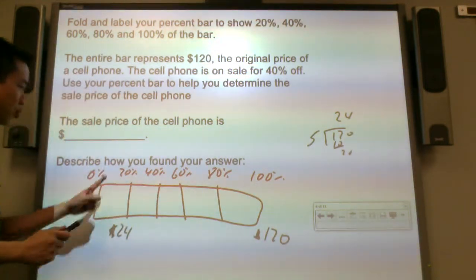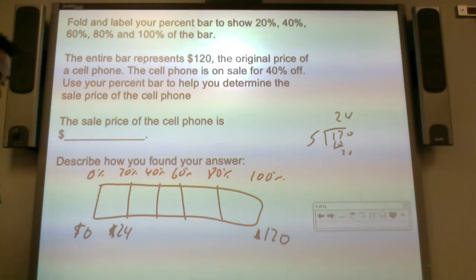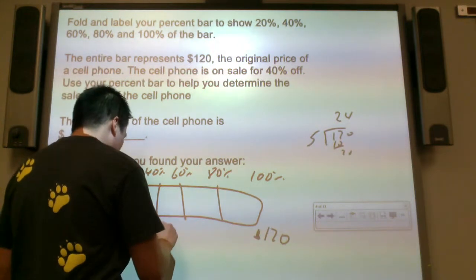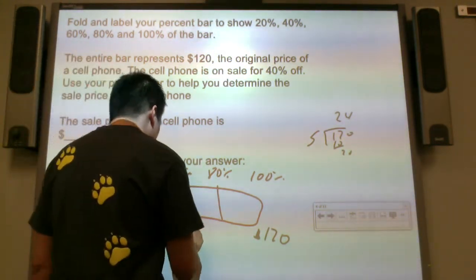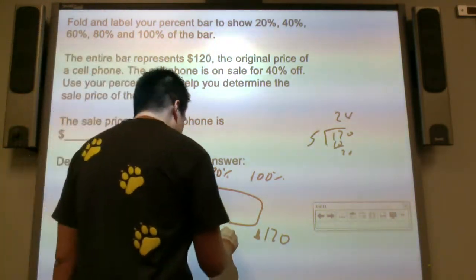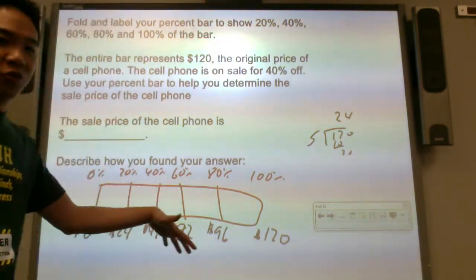So if you save 20%, then you're saving really $24. If you save 40%, $24 more would be $48. If you save 60%, another $24 will be $72. If you save 80%, another $24 will be $96. If you save 100%, then it's $120. I mean, the whole phone is free.